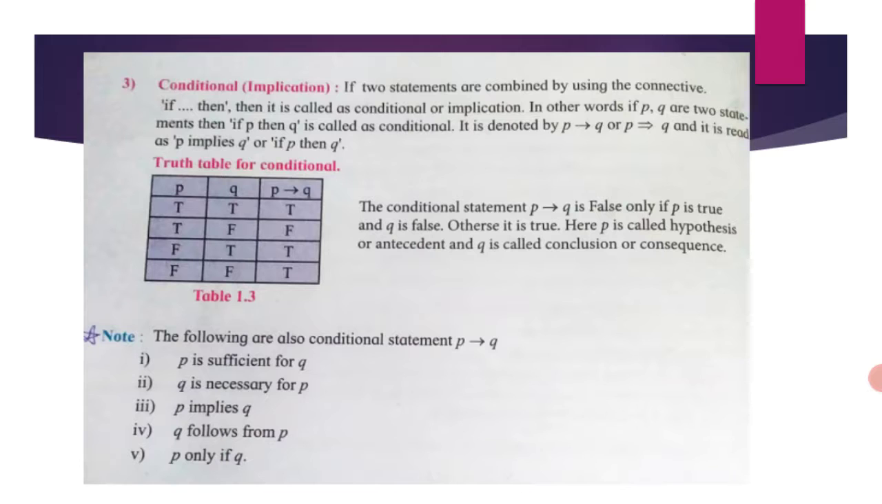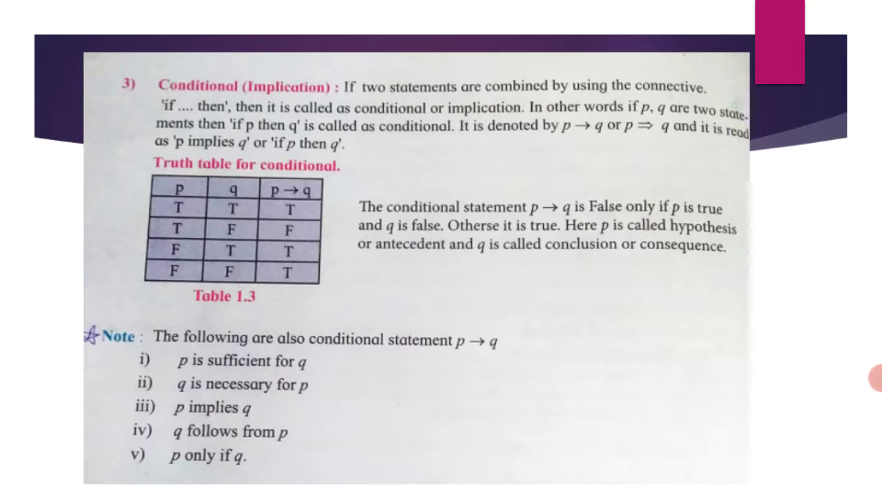Okay, conditional or implication. If two statements are combined by using the connective "if ... then", then it is called a conditional or implication. In other words, if P and Q are two statements, then "if P then Q" is called a conditional. It is denoted by P → Q, with an arrow, and it is read as P implies Q, or if P then Q.